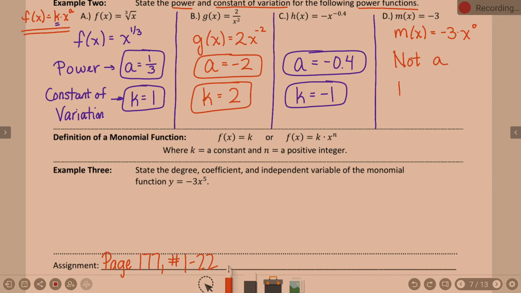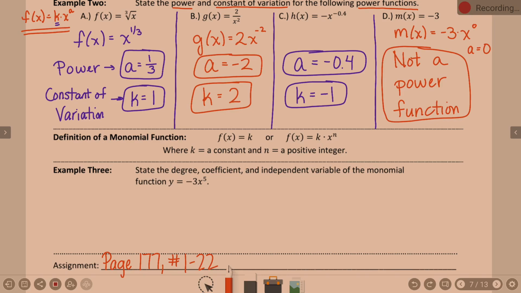It is not a what? What are these all supposed to be? Function? Constant variation. Power function. So this is not a power function because A is 0, but A can't be 0. Okay, so I forgot to write A equals 0 there because that's the problem. A can't be 0.